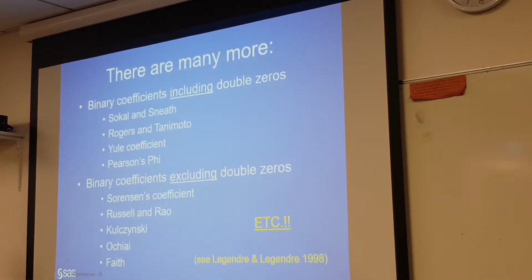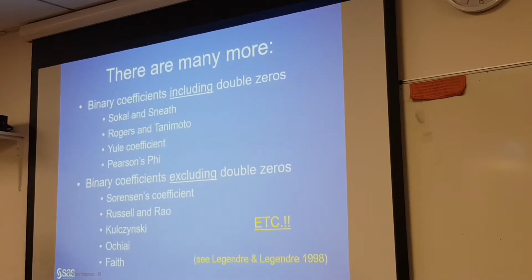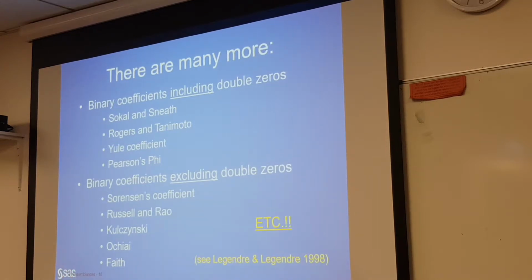So there are lots and lots of different distance measures or dissimilarity measures. Some of them include double zeros: Sokal and Sneath, Rogers and Tanimoto, there's a whole bunch of them. And there are a whole bunch of them that exclude double zeros: Sorensen's coefficient, Kulczynski's, Ochiai, Faith. I use something called Bray-Curtis, that excludes it as well. That's what most ecologists use. So we're not going to worry about that. In data mining, I'll teach you something about the cosine similarity. That's used for text mining, and I think that basically excludes zeros in its calculations.